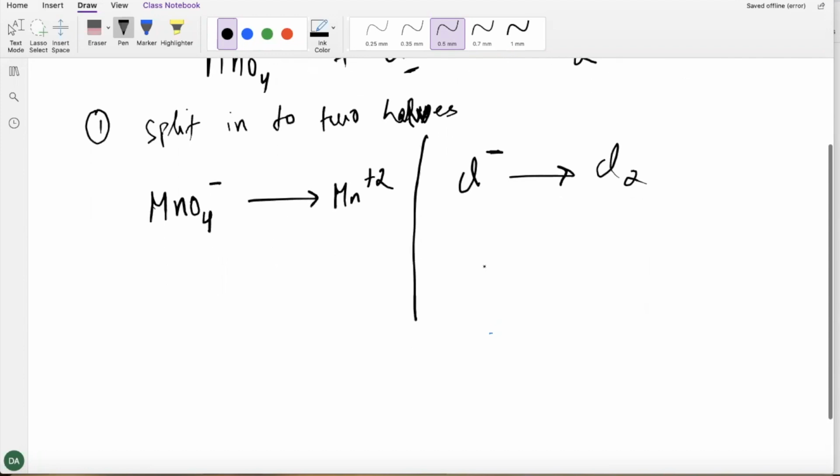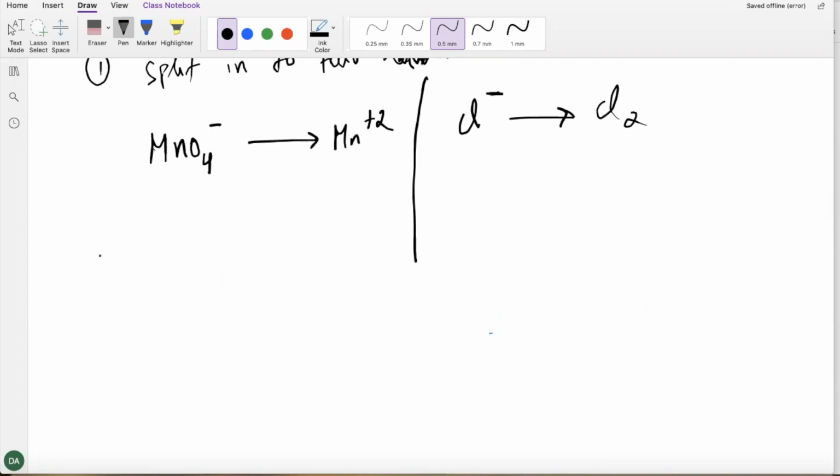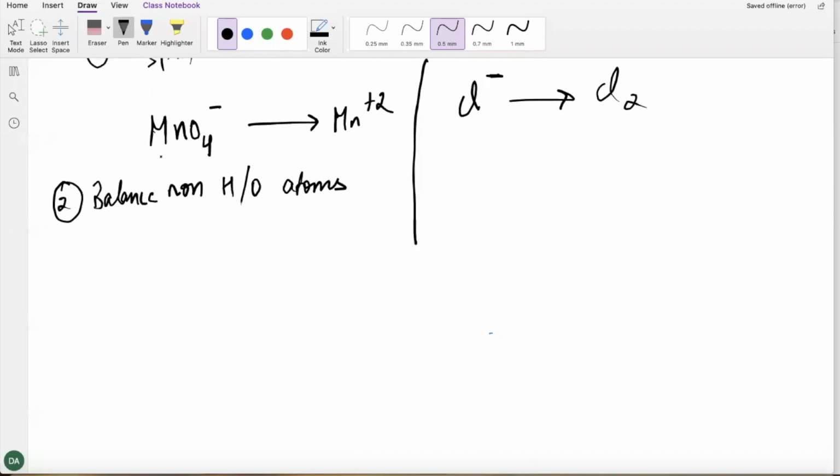Now, guys, the first step after splitting is our second step. So your second step is to balance non-hydrogen oxygen atoms. Look here in this reaction, MnO4 -1 making Mn+2. What is the non-hydrogen oxygen atom here, guys? It's this manganese. You see oxygen, we're ignoring that for right now. So we first focus on manganese.